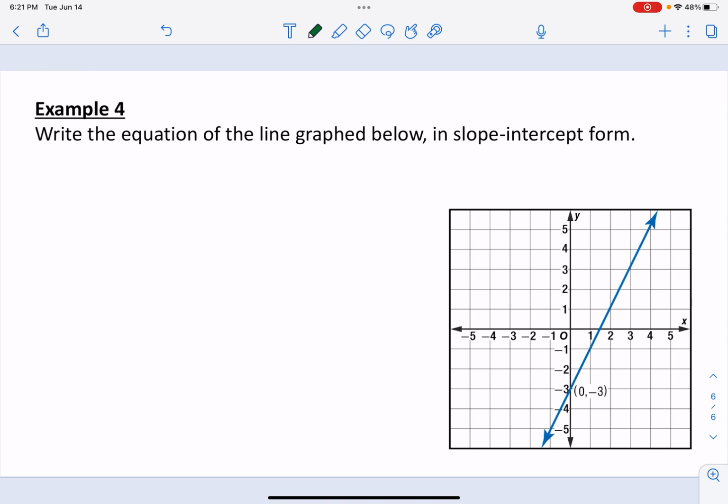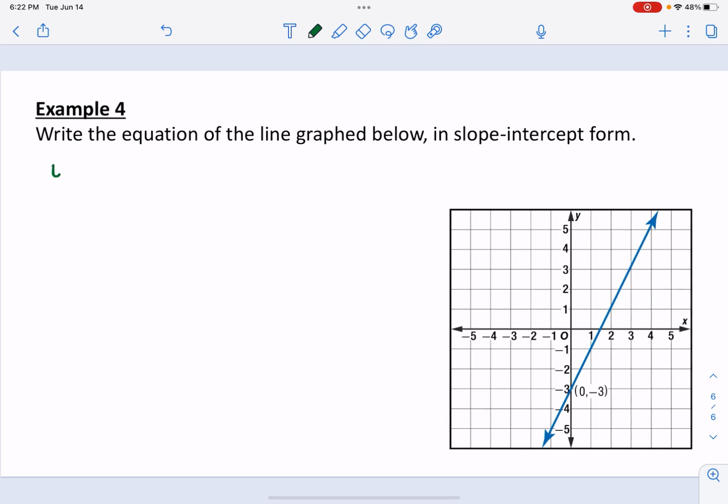Write the equation of the line graphed below in slope-intercept form. To write the equation of a graph, I need my m and I need my b. What's nice is they give me my b. They tell me it goes through this point 0, -3. So my b is -3. Now I have to look and see, where do I have another point? Where does it cross? Again, it crosses right there.